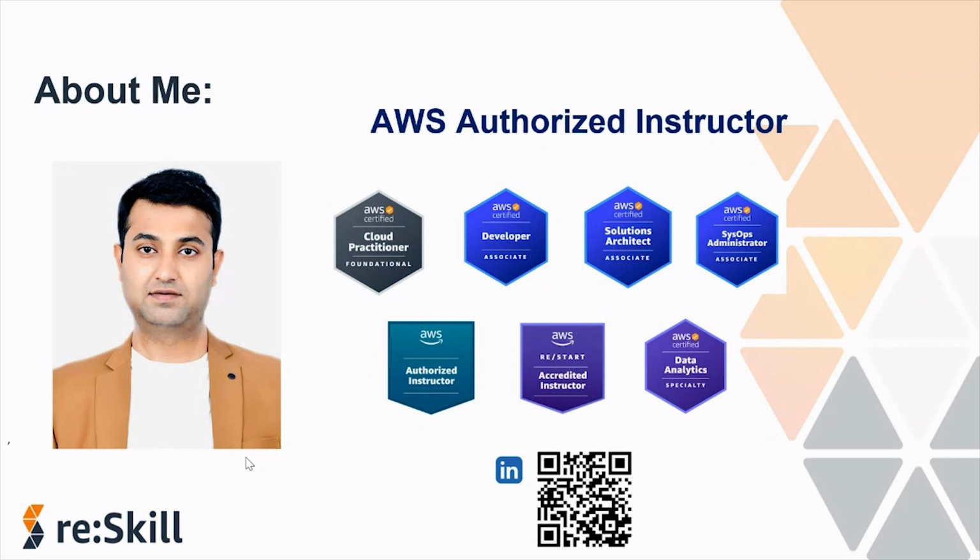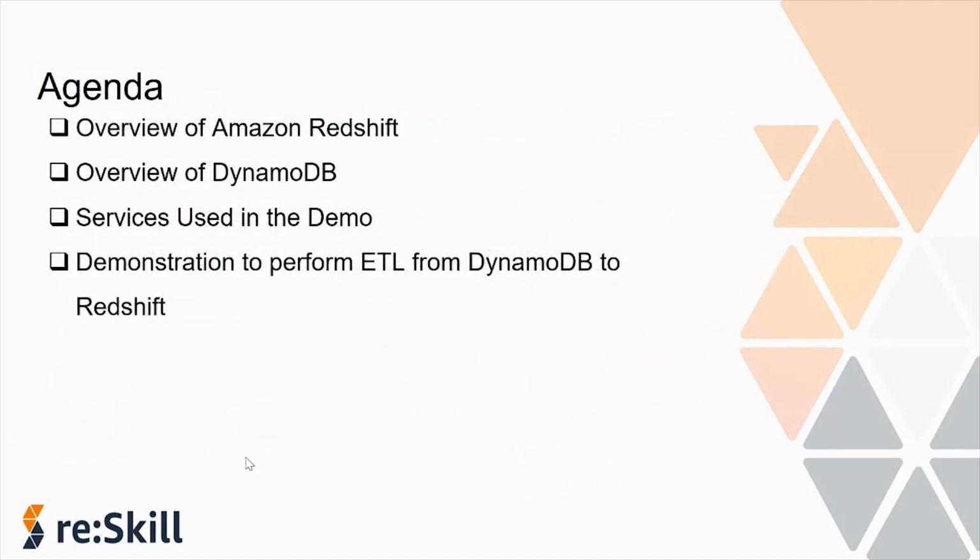So now what's for today? I have already given you an overview of what we are going to perform, but what we have to know in that particular context. So I have listed down the agenda. I'm going to give you an overview of Amazon Redshift, an overview of DynamoDB, the services which we are going to use in this particular demo, and then we will move towards our demonstration of how to perform the ETL operation from DynamoDB to Redshift.